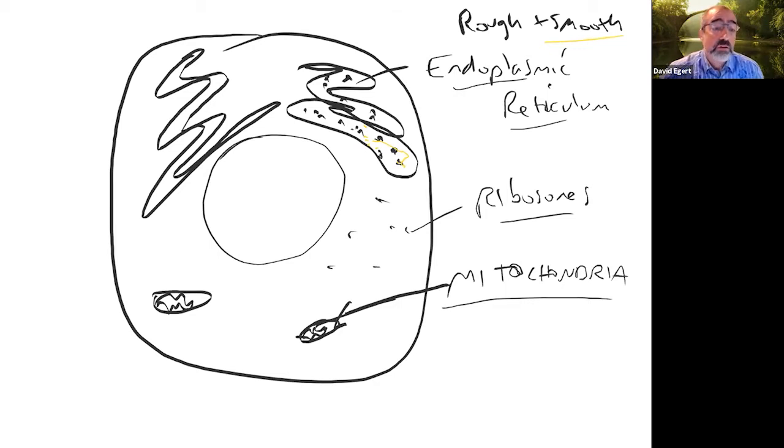What other organelles are important? Golgi apparatus. The Golgi apparatus is another membranous organelle. But instead of being these big interconnected pathways, the classic picture is a stack of pancakes or something.